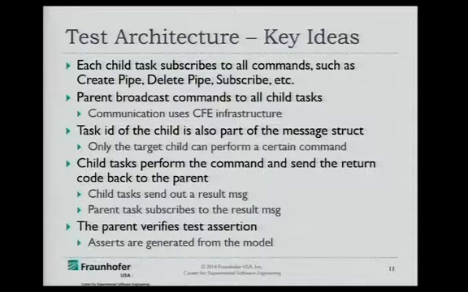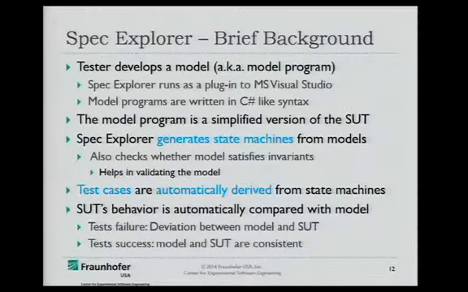Okay. So pretty much what I said is encoded here. Each child task subscribes to all commands. In this case, create pipe, delete pipe, subscribe, unsubscribe, and things like that. The parent broadcasts the command to all child tasks. And the child with the proper task ID does the magic, basically talks to the CFE bus, gets the result, and puts it back as a broadcast message, but only the parent subscribes to the result message, so the parent will get the result. Okay. The child performs the task and sends the return code to the parent. The parent verifies the assertion. Okay. That's the bigger picture.